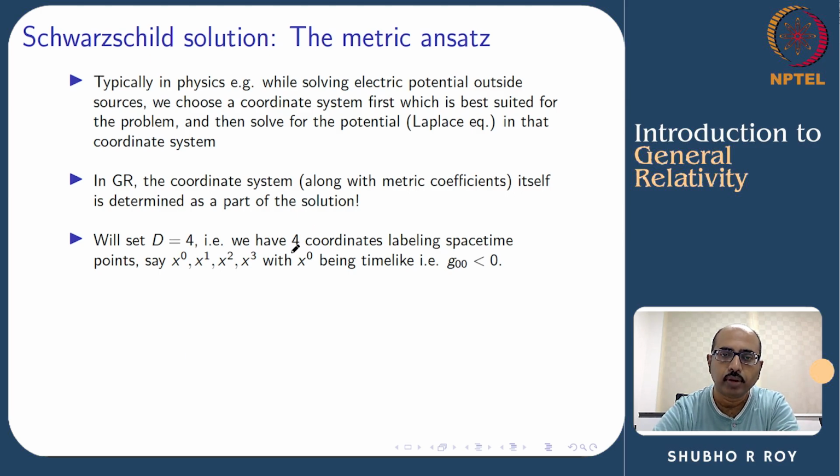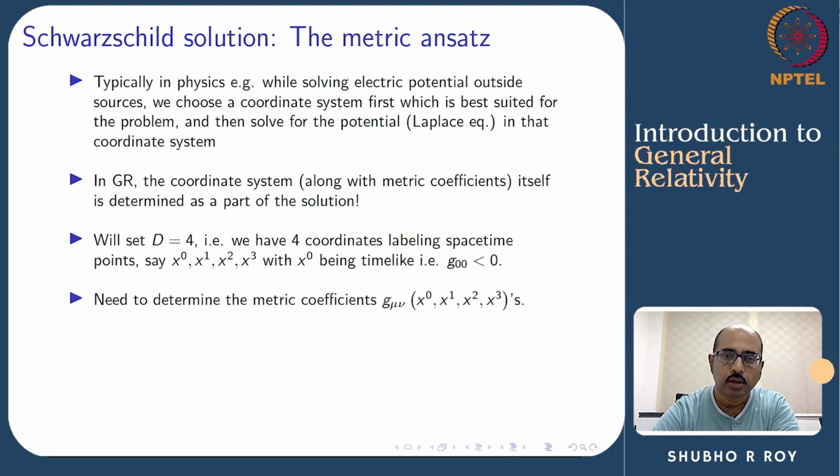On the lecture, d equals 4 means we have 4 coordinates, labeling each spacetime point. Let me call those coordinates x0, x1, x2, and x3, with x0 being time-like. That is, the g00 component would be negative. And similarly, g11 would be positive, g22 will be positive, g33 would be positive, so that we have 3 space and 1 time. Now, we have to determine the metric coefficients in this coordinate system, so g mu nu as a function of these.